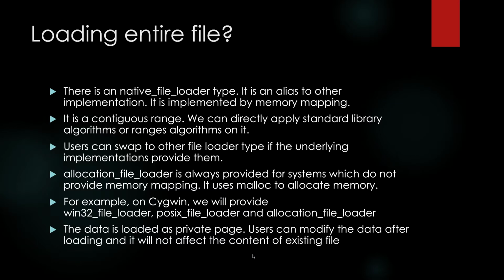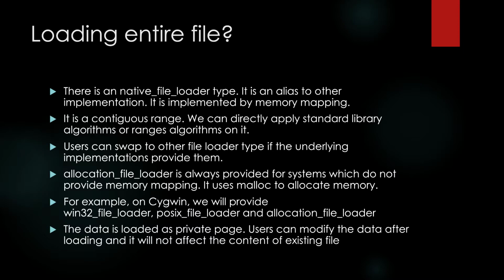The data is loaded as private page. So if you try to modify the page, the operating system will copy on write to give you another page, and it doesn't affect the content of the existing file. Okay, you might say, what if I just want to affect the existing file? FastIO actually provides memory mapping for that, so if you really want that, you can just use memory mapping.